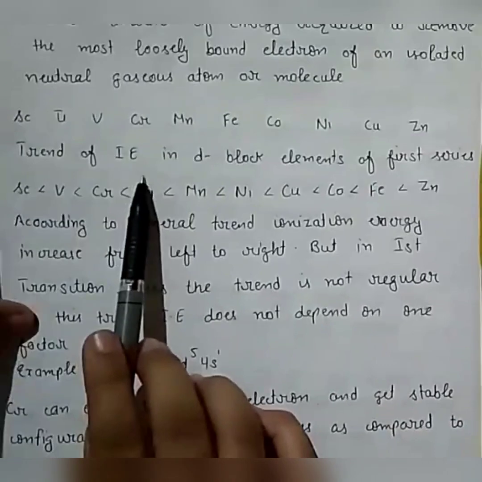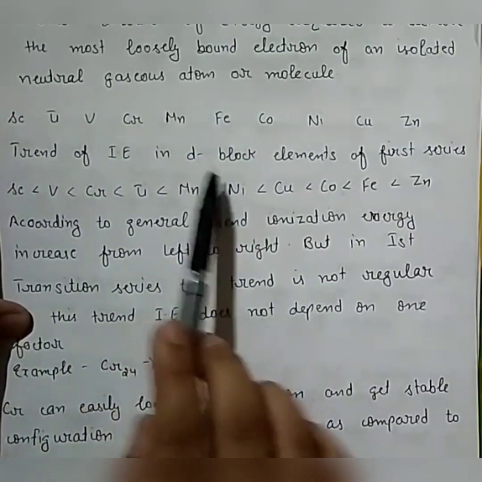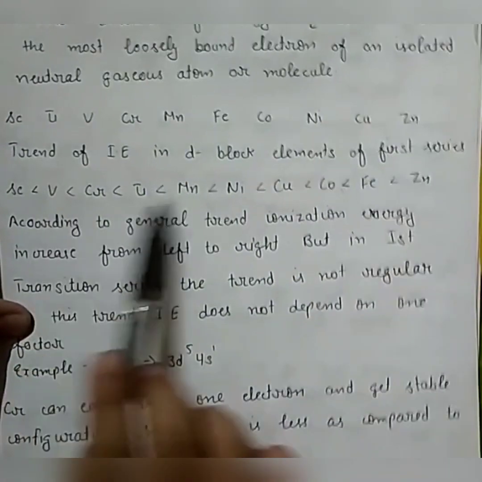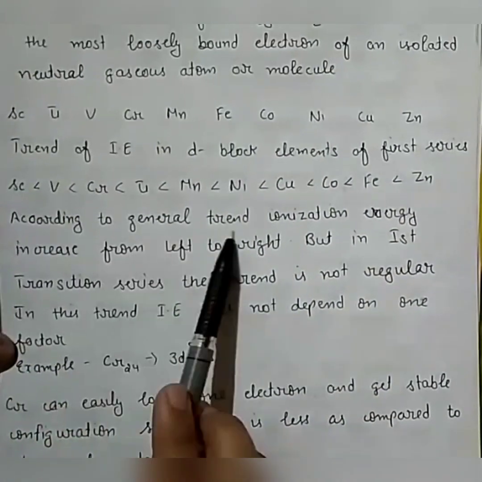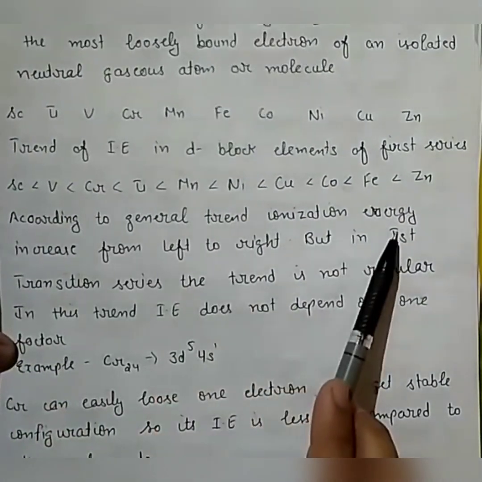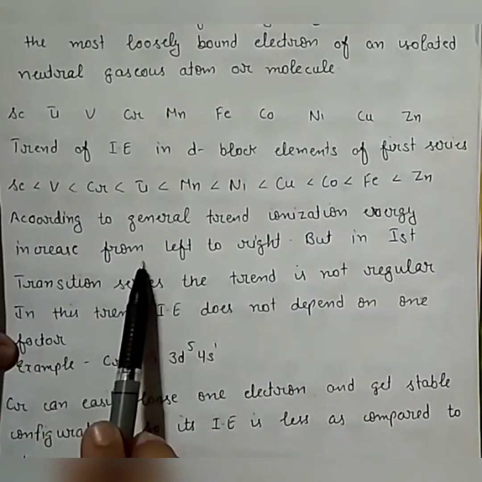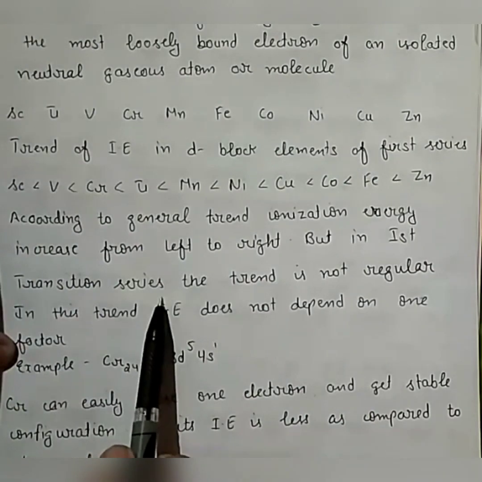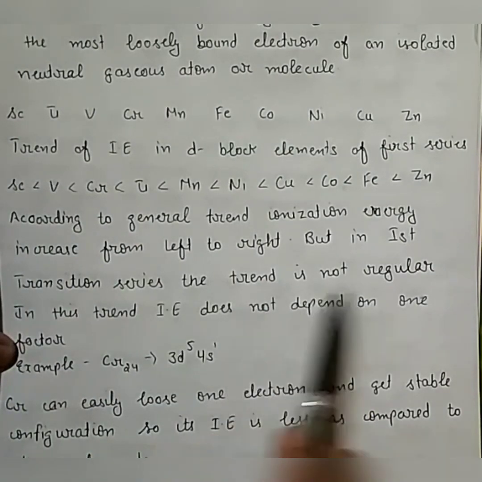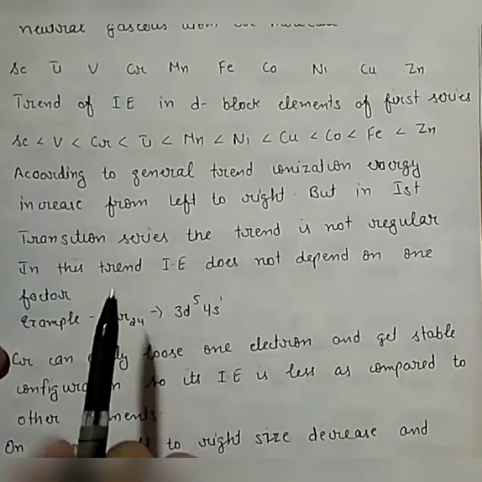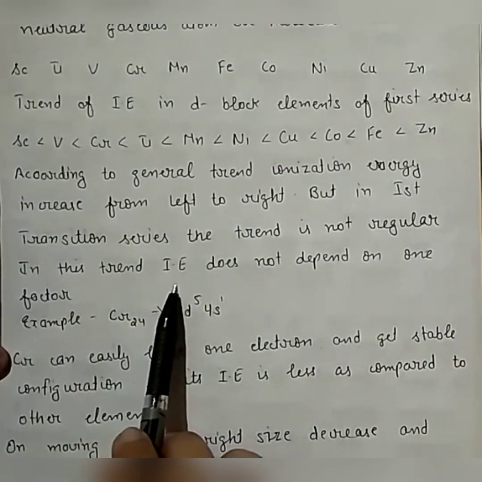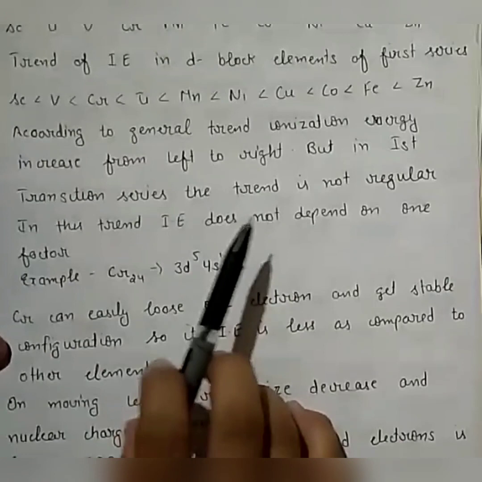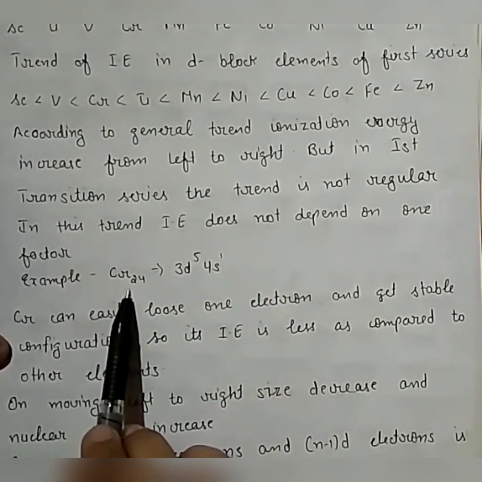The trend of ionization energy in d block elements of the first series is this. According to general trend, ionization energy increases from left to right, but in the first transition series the trend is not regular. In this trend, the ionization energy does not depend on one factor. Let us see the example of chromium.